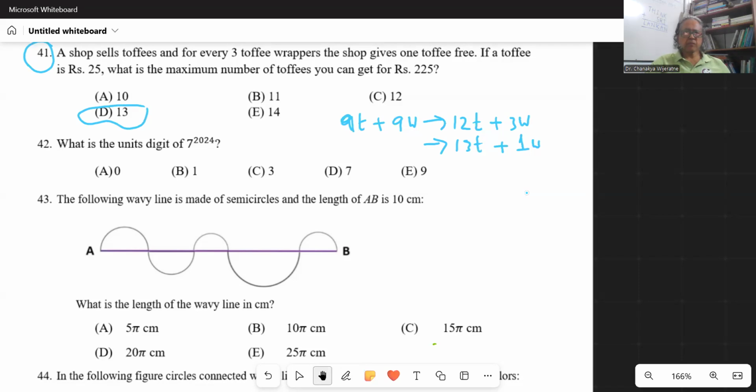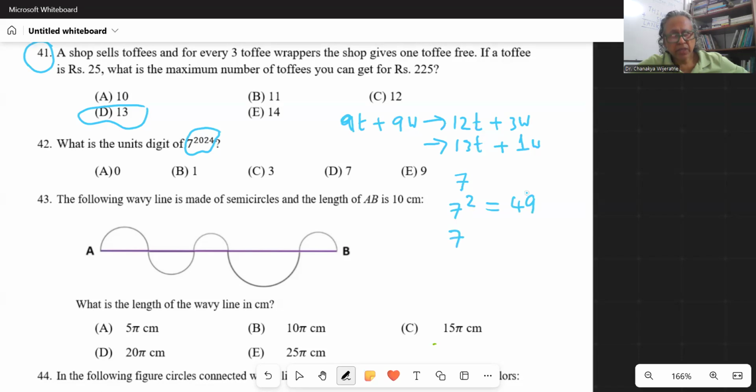Okay. What is the units digit of 7 to the 2024? So this is going to be a huge number if we really calculate. I don't think that we can calculate it. So let's see how the units digit behaves. The first power of 7 is 7. The second power, 7 to the 2, is 49. So this digit is 9.